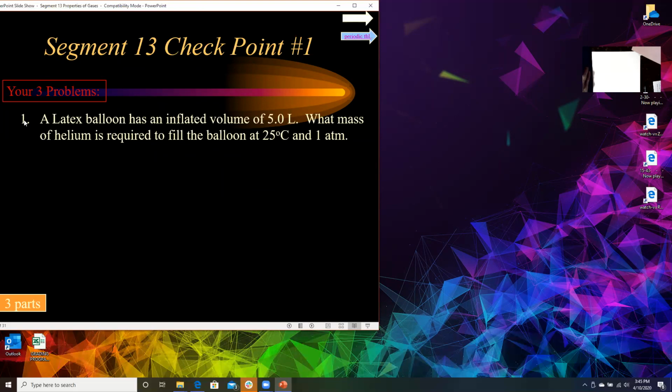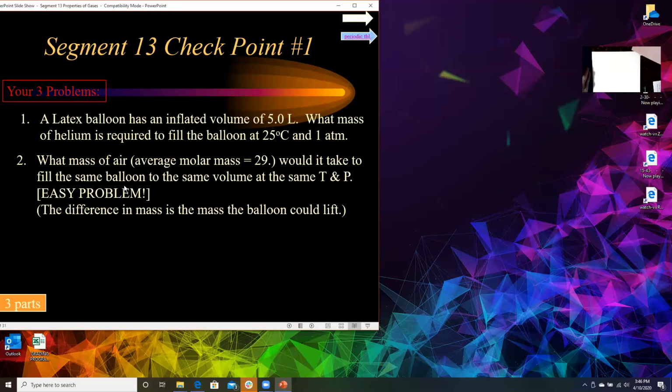So here's the checkpoint problem that you're working. A latex balloon has an inflated volume of 5 liters. What mass of helium is required to fill the balloon at 25 degrees and 1 atmosphere pressure? The second problem is what mass of air, average molecular weight 29, would it take to fill the same balloon to the same volume at the same temperature and pressure? Now, believe me, this is a real easy problem.